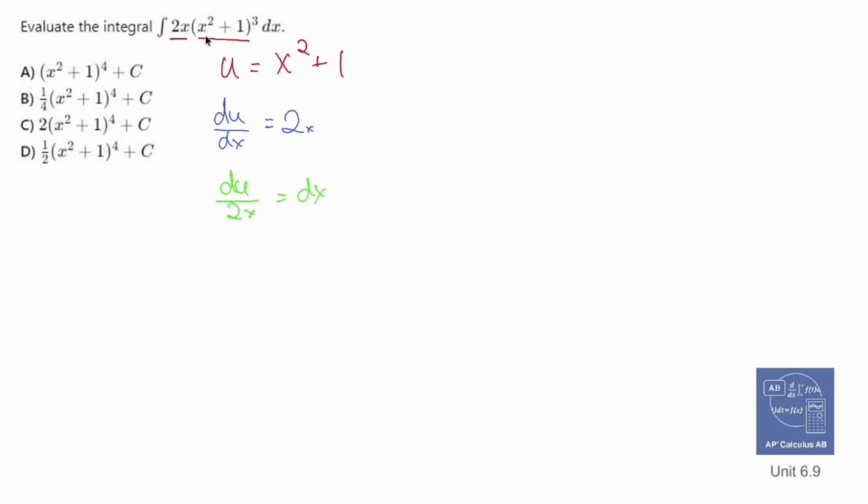Now what I do is I replace what I called u and I take this new dx and plug that in as well and integrate with respect to u. So I have the integral of 2x, x squared plus 1 is u, so u to the third, and dx is now du over 2x. And if you're like, whoa, how am I going to pull this off? Check this out. The 2x and the 2x cancel each other out. So now we're going to take the integral of u to the third du.